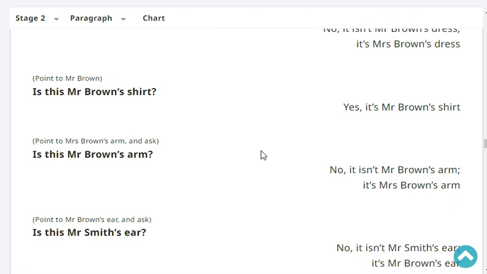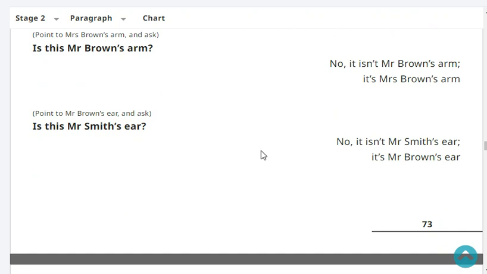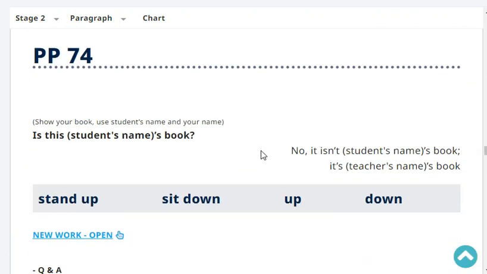Brown's arms. Is this Mr. Smith's ear? No, it isn't Mr. Smith's ear. It's Mr. Brown's ear. Very good. Okay, next.